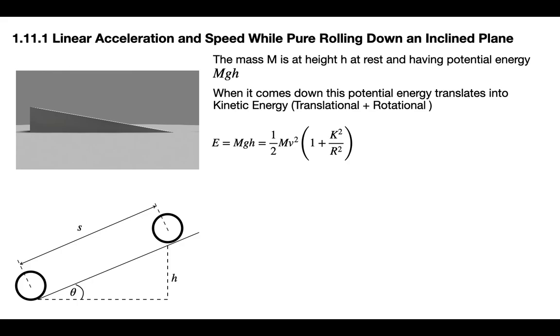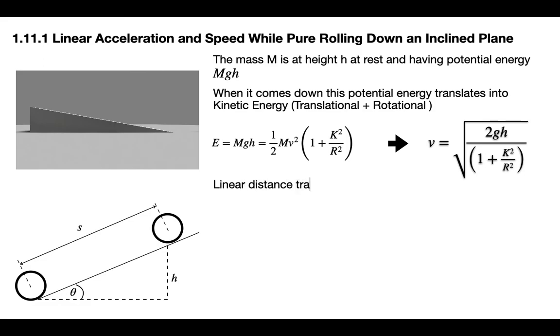So you can write E, the energy of that object, is equal to mgh, and when it converts into kinetic energy, we can rewrite it as half mv square into 1 plus k square by r square, as we did previously. So this gives v is equal to the square root of 2gh divided by 1 plus k square by r square.